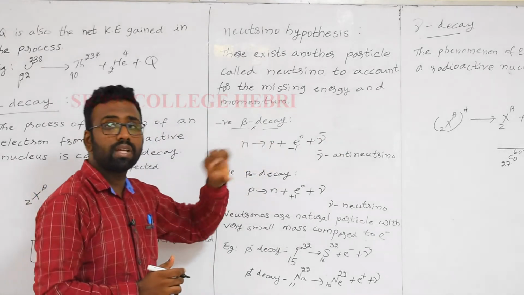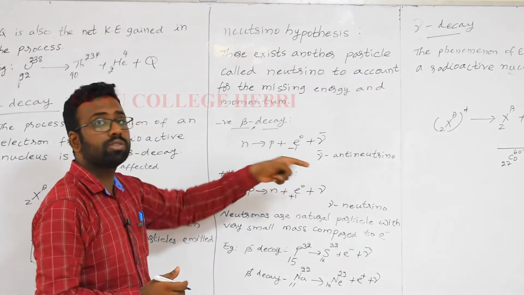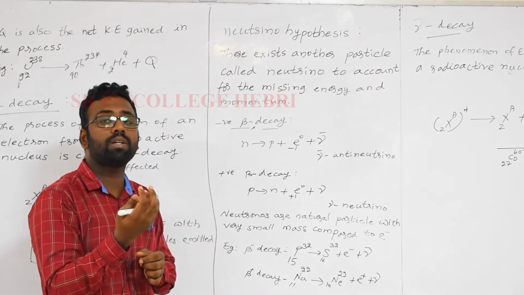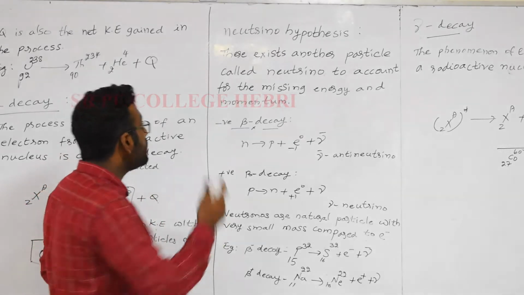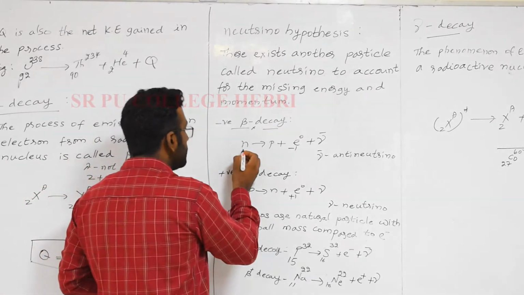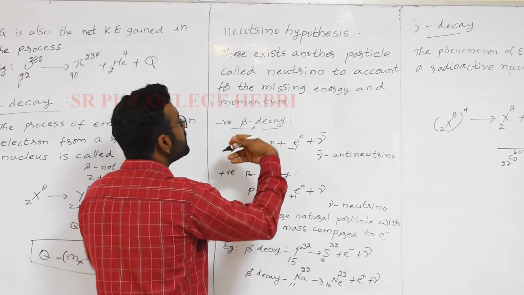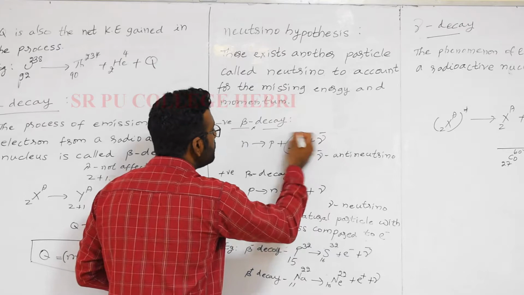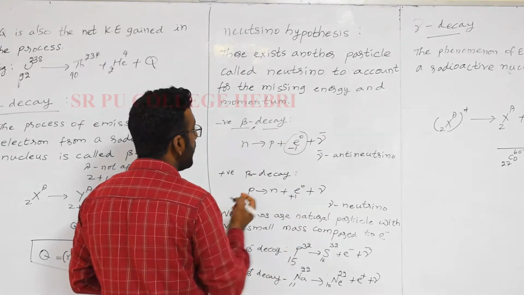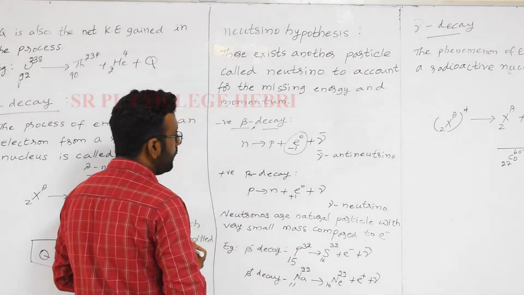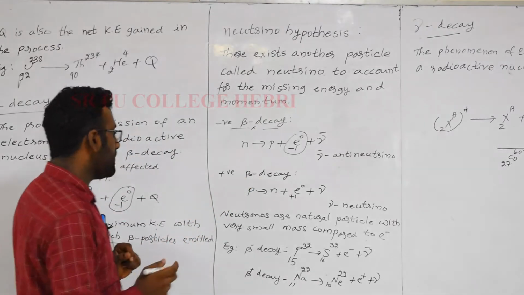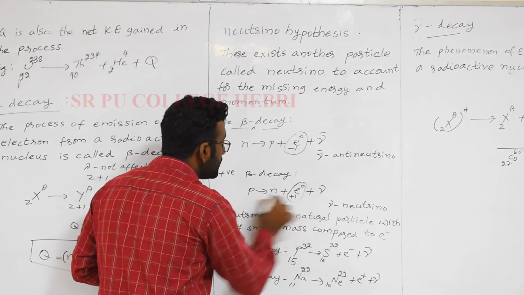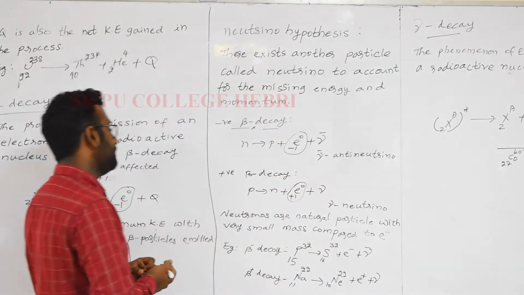So all these particles have antiparticles. Like electrons have an antiparticle called positrons, and neutrinos have an antiparticle called antineutrino. Okay, so in a negative beta decay, neutrons are getting converted into a proton with an electron, that is negative beta, and an antineutrino. In a positive beta decay, we can see a proton is getting converted into a neutron plus a positron and a neutrino.